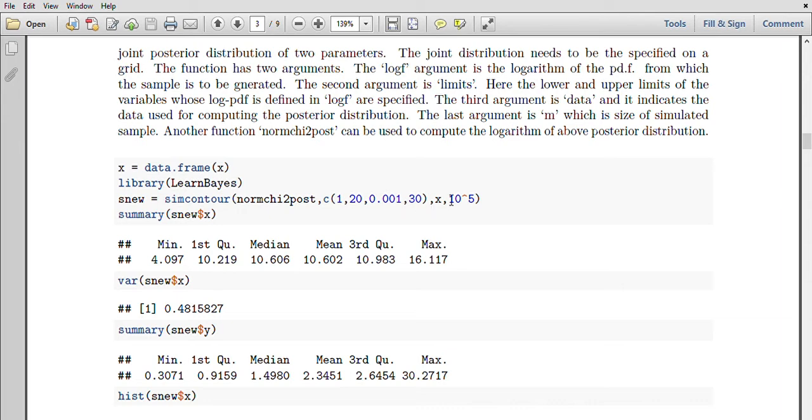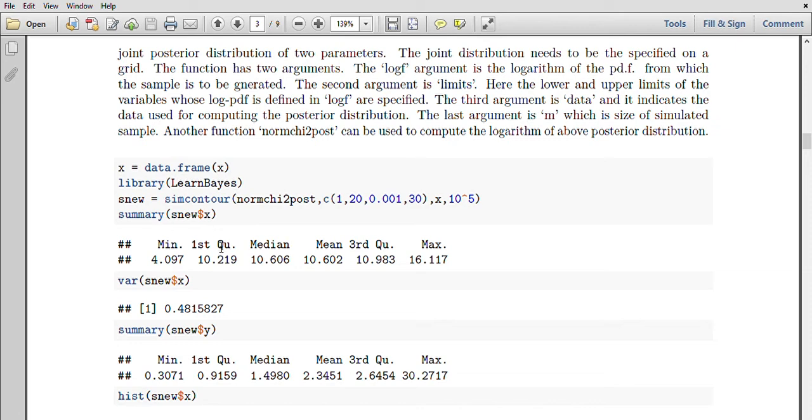Then the next argument is the data. Here our data is stored in the vector x. Notice that this data should be a data frame. That's why I have first declared x is equal to data.frame(x). And finally the sample size, which is 10 raised to 5. If we run this segment, I have stored this sample in the object snew. The object has two elements. snew$x will contain the values of mu, and snew$y will contain the values for sigma square.